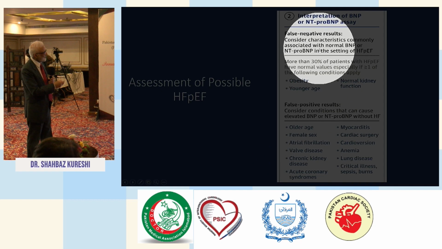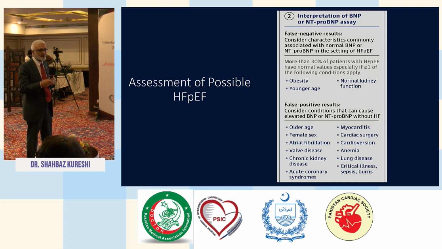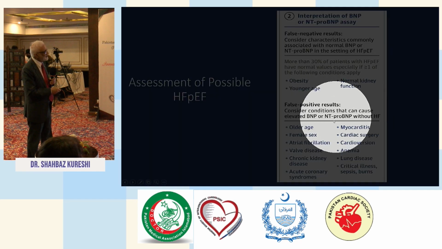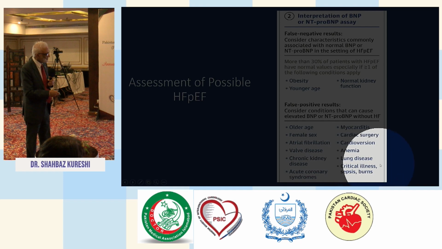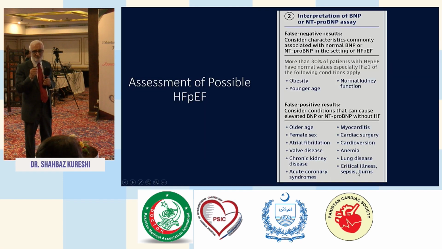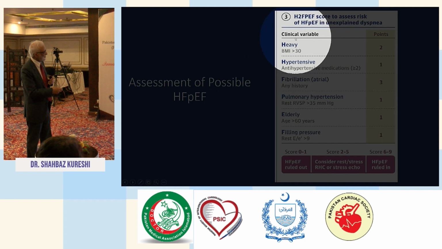As regards the BNP or NT-proBNP, there are several situations where the abnormalities may not be there, or the abnormalities are there. For example, the false positive in older age, in female sex, in those who have atrial fibrillation. So these conditions can give rise to false positive results with NT-proBNP and BNP. Remember that. You need to have some calculations where you can then make some assessment about heart failure with preserved ejection fraction.